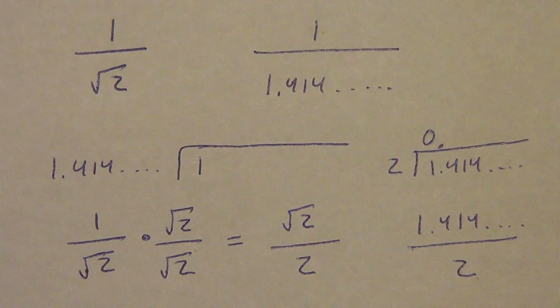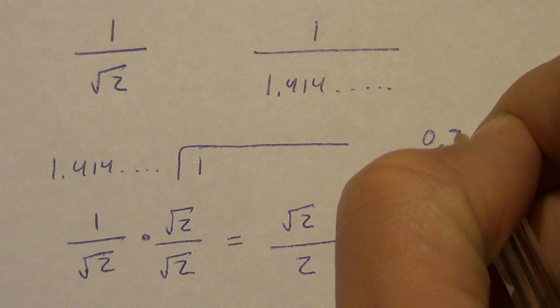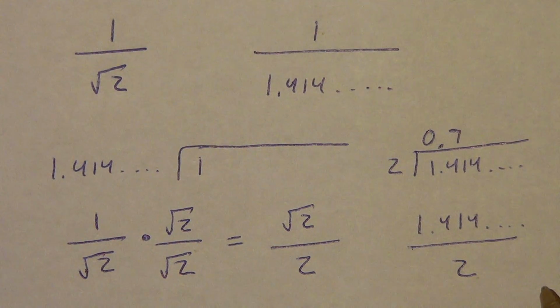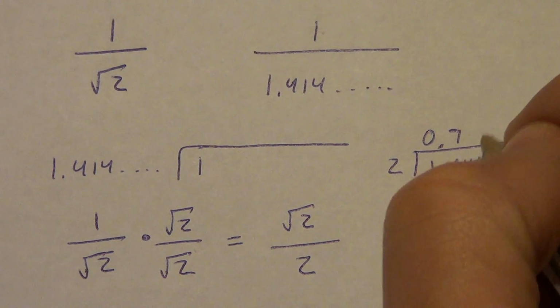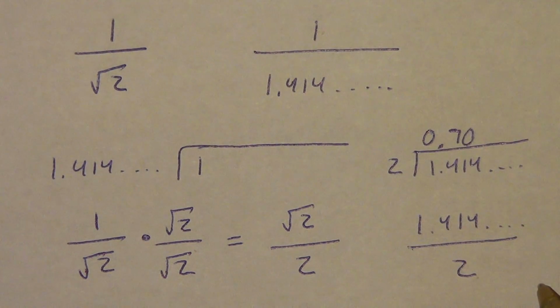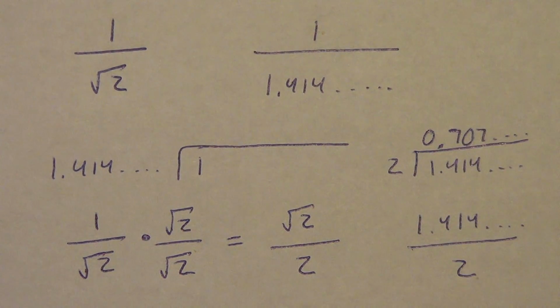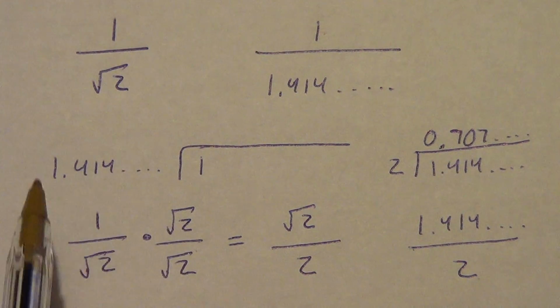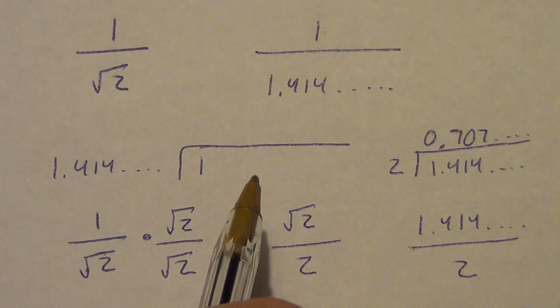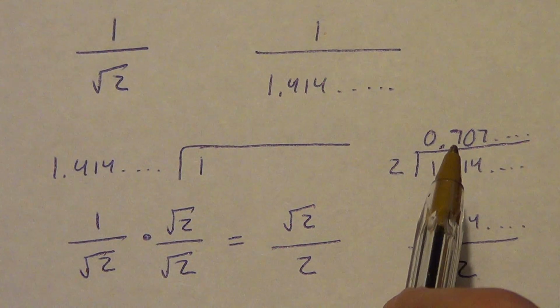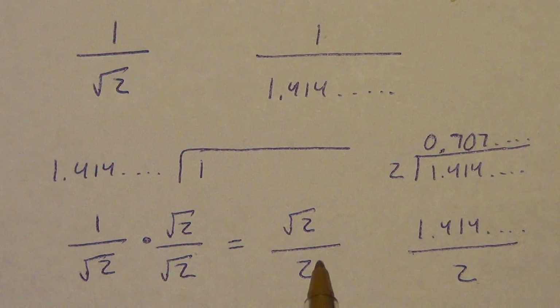2 goes into 1 0 times. 2 goes into 14 7 times with nothing left over. 2 goes into the next 1 0 times. 2 goes into that 14 7 times. And then I'm going to just keep getting more answers there. I don't even want to attempt to do this division problem by hand. This one's easy. So this is why we get the root out of the denominator.